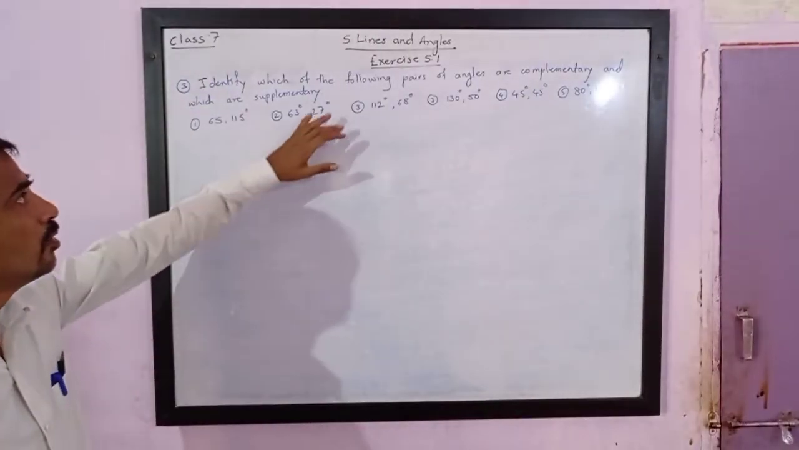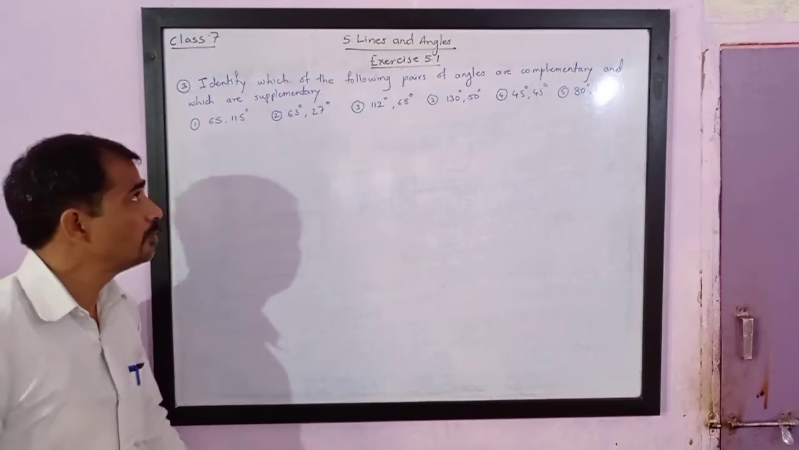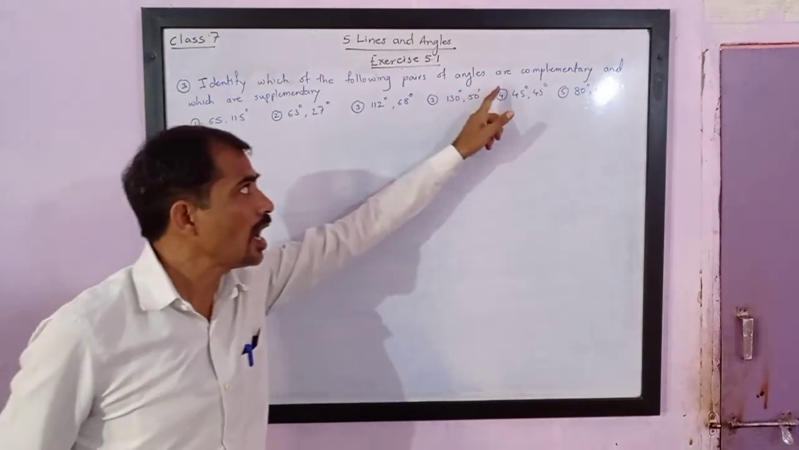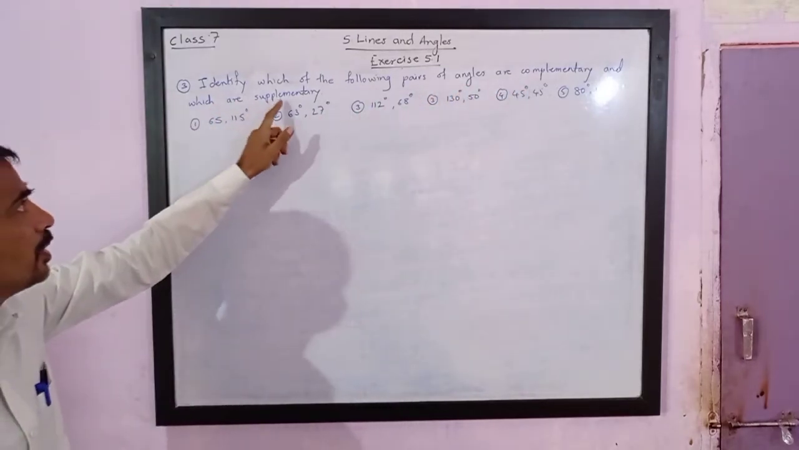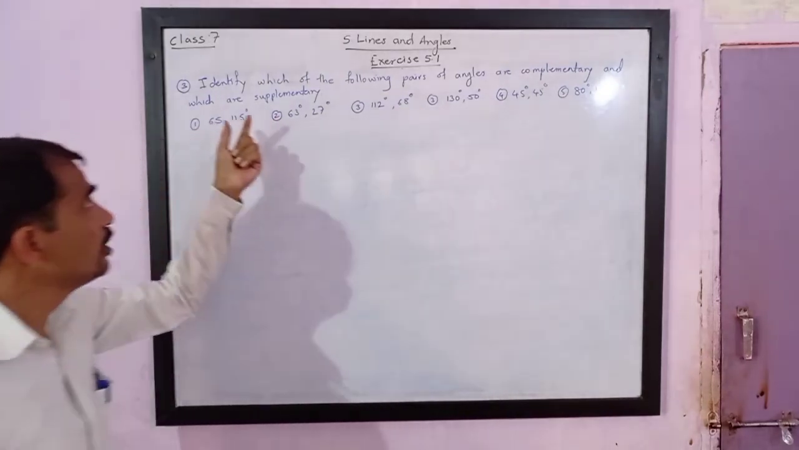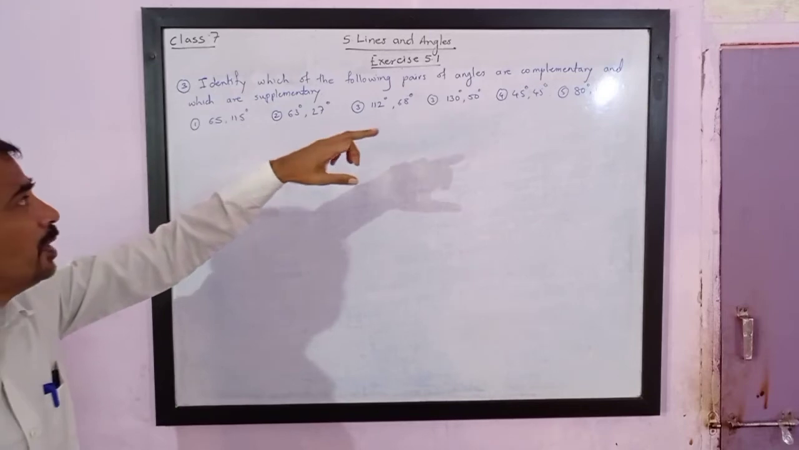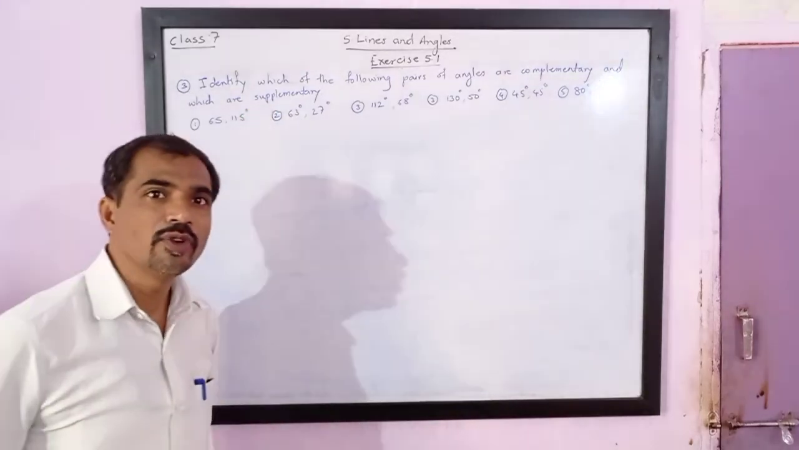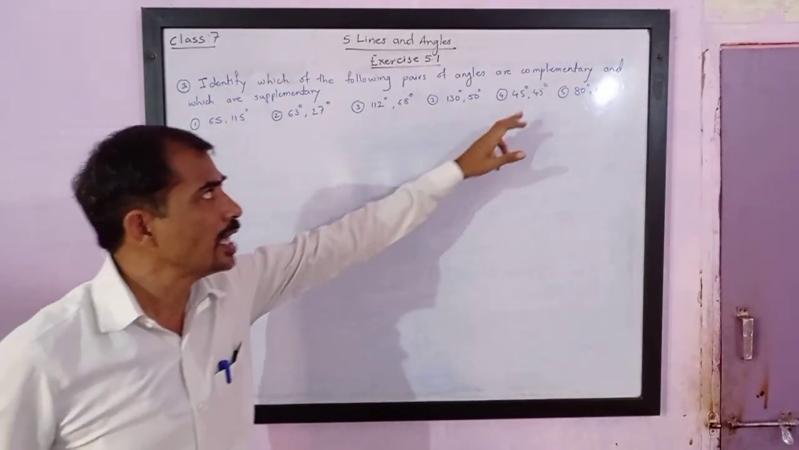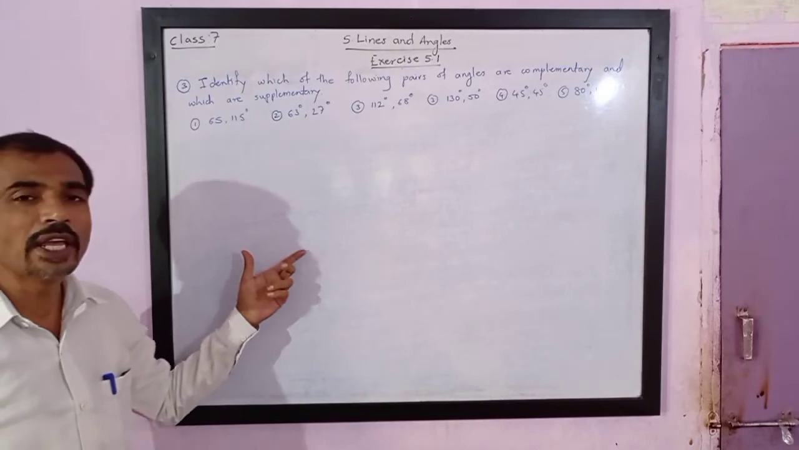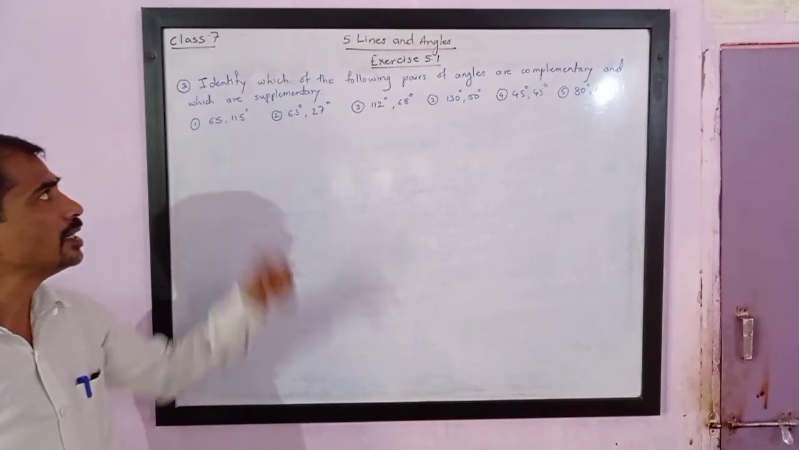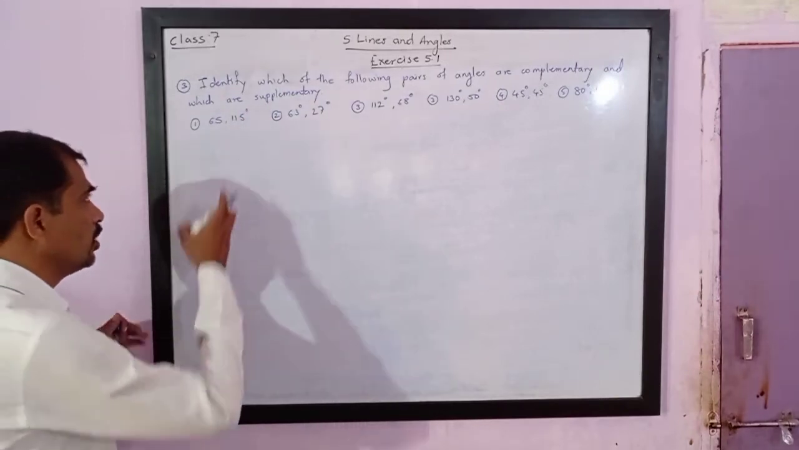Dear friends, we have the third question in exercise 5.1. Identify which of the following pairs of angles are complementary and which are supplementary. So we are given two pairs of angles and we are asked to recognize which pair is complementary and which pair is supplementary. We know that if the sum of two angles is 90 degrees, then we call those angles complementary, and if the sum of two angles is 180 degrees, then we call that pair supplementary. So let us write the rule.